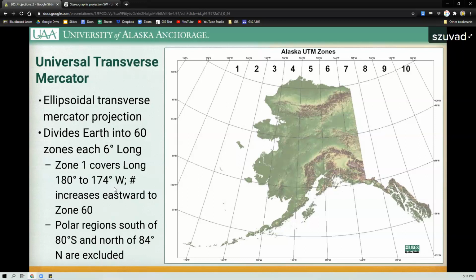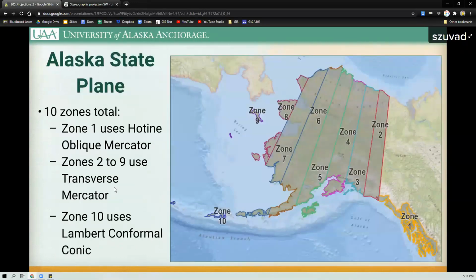Oh, and it doesn't include any regions north of 84 latitude, so don't try to map the North Pole with a UTM zone. Okay. So these are the two that you tend to see most commonly in survey applications.